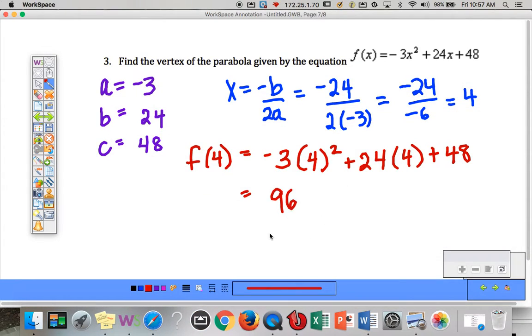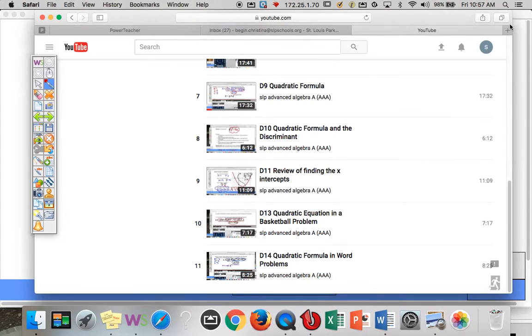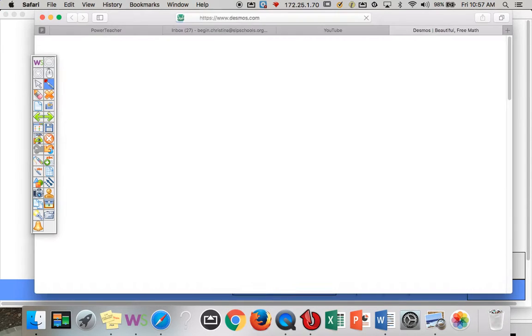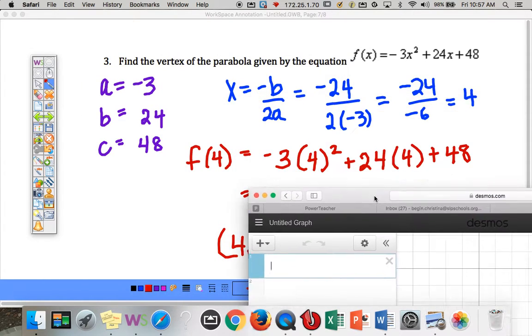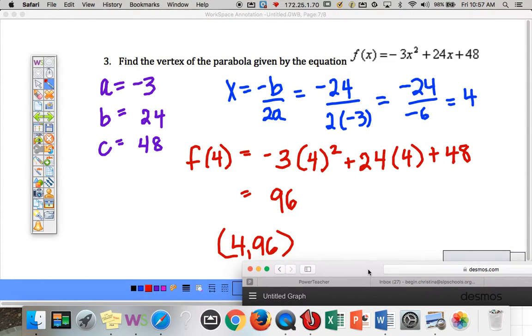So this vertex is pretty high. So where it changes direction would be (4, 96). All right, let's graph this one. I'm going to use Desmos calculator, which you can download on your phone for free, or look here, because this one's easier to move around the graph than on the calculator.